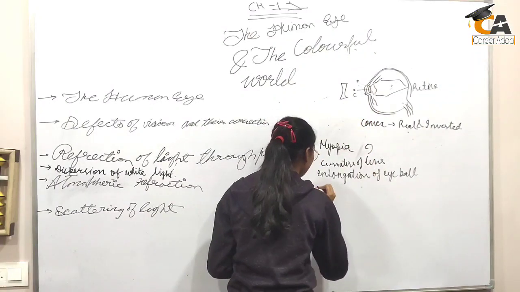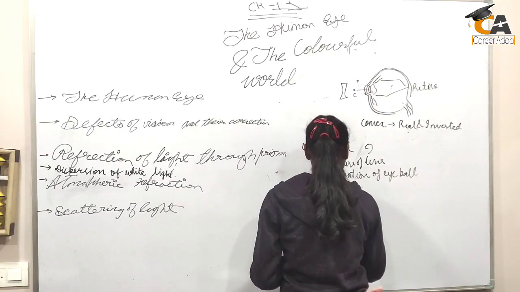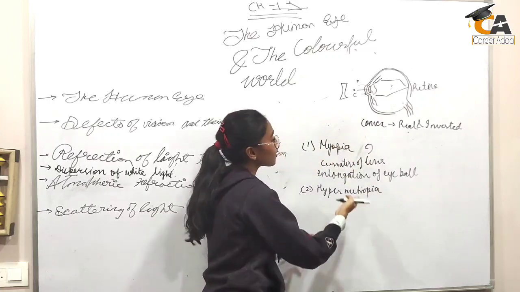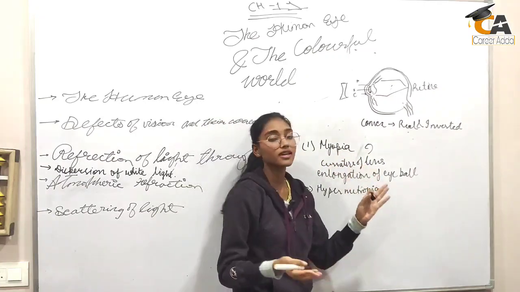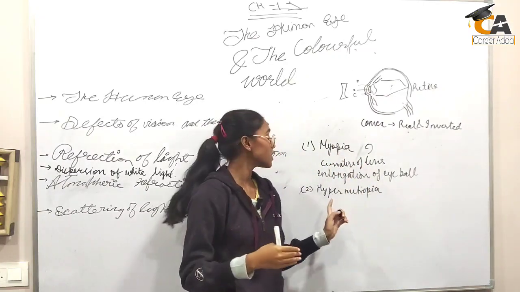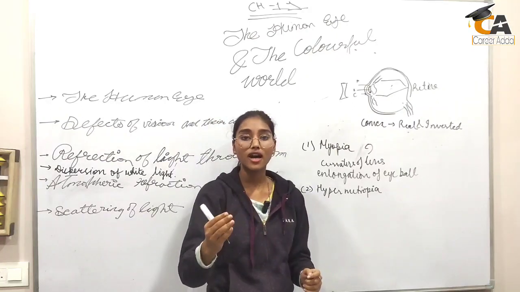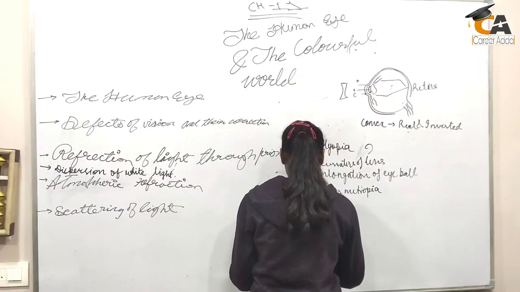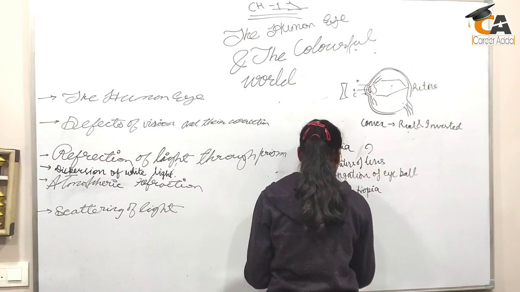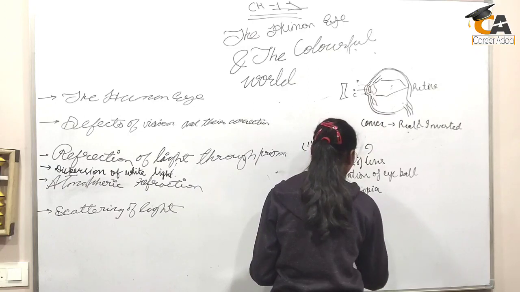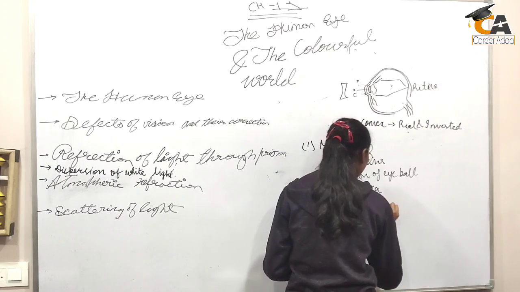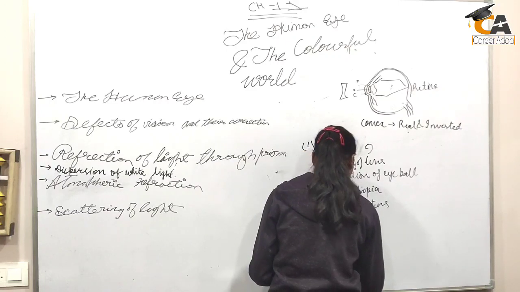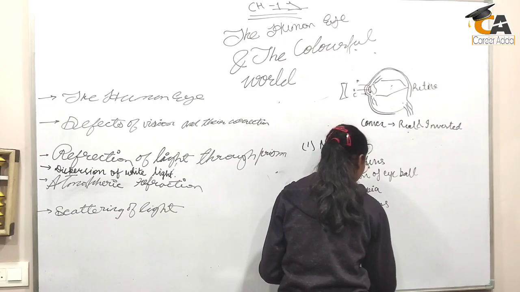Now second comes the hypermetropic eye. It is the opposite of the myopic eye. In a myopic eye we can see the near objects, but in a hypermetropic eye we can see the far objects but we cannot see the near objects. So what is the issue that comes over here? It is the opposite of the first one, that is, the eyeball gets shortened, the size of the eyeball decreases, and the focal length enlarges.